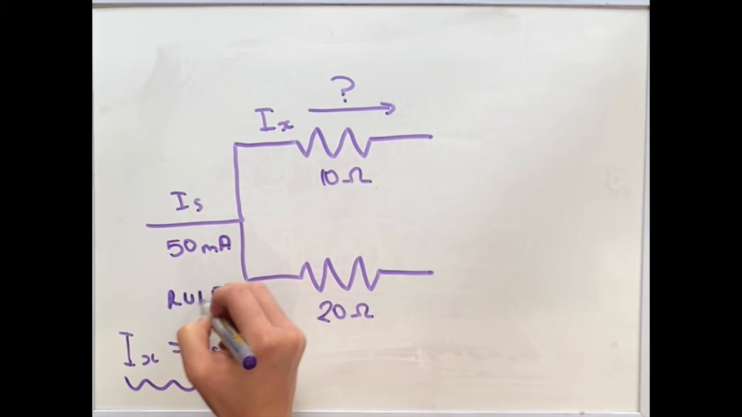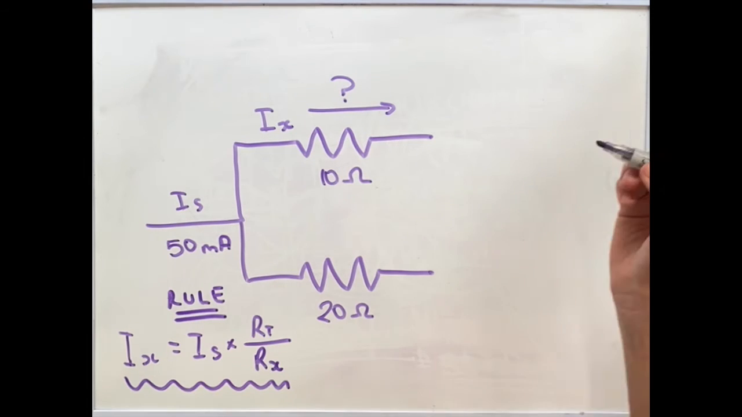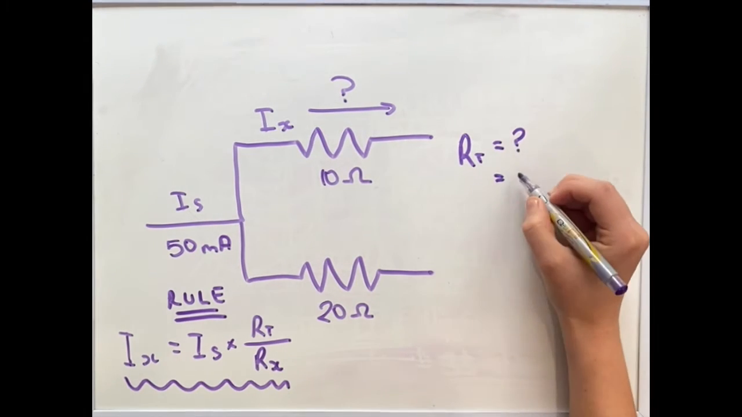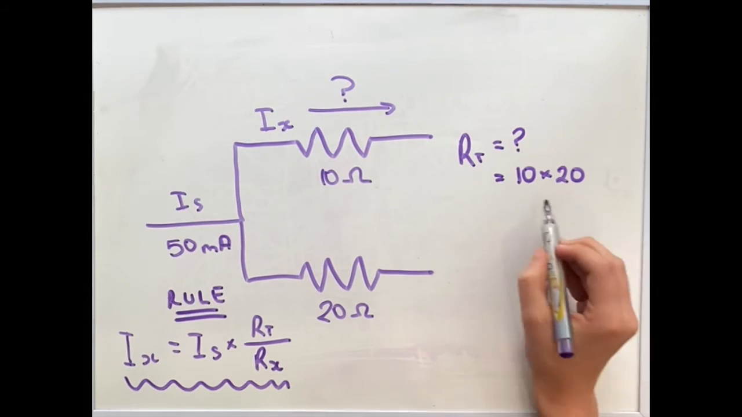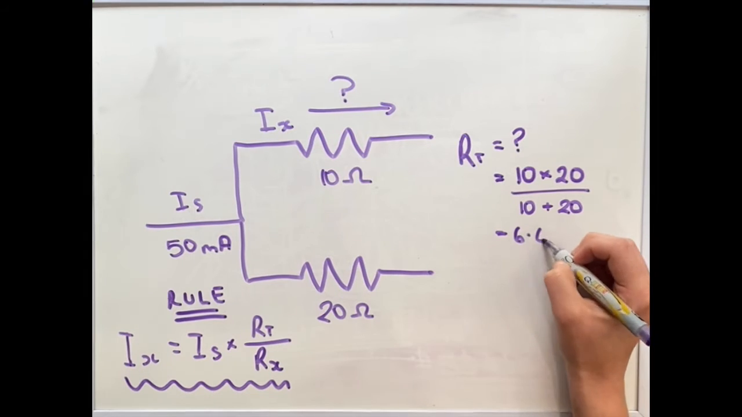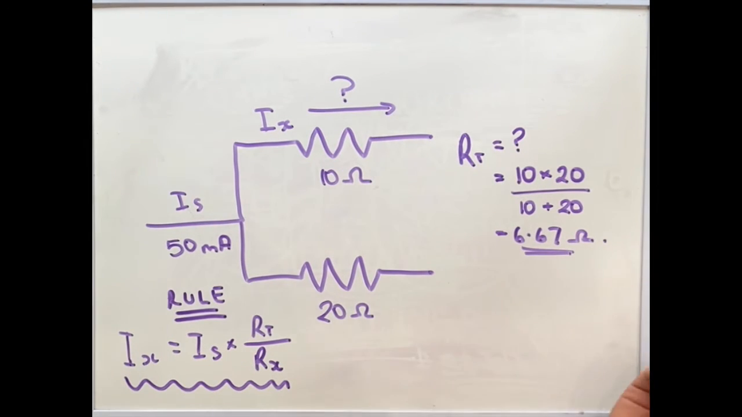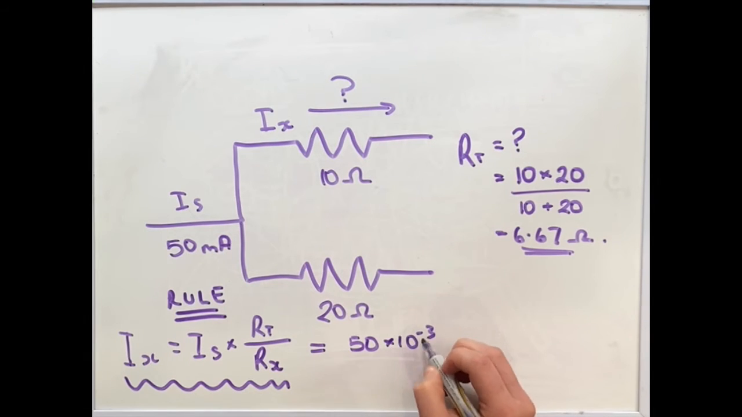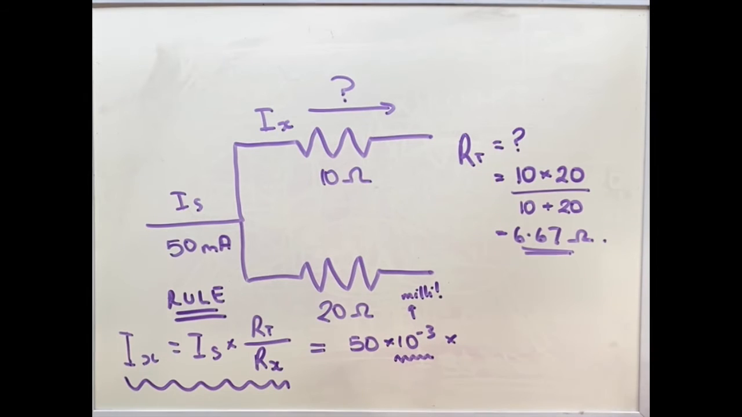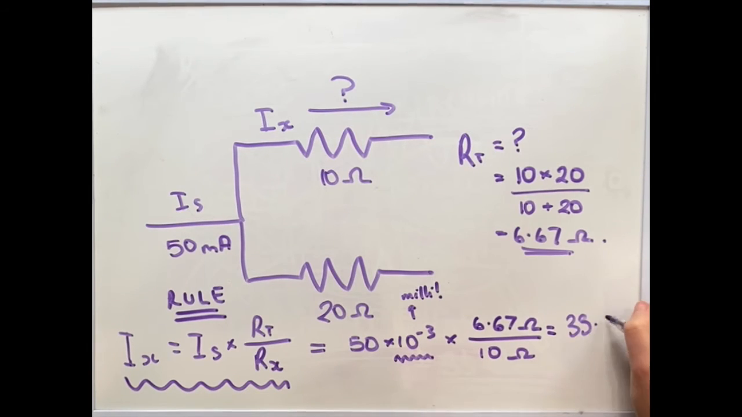We know here that the source current is 50 milliamps, and these branches have 10 and 20 ohms of resistance each. We can find the total resistance to be 10 times 20 all over 10 plus 20, which gives approximately 6.67 ohms. So now, plugging into the formula, or just looking at it realistically, we know that the current through this branch will be 50 milliamps, remembering your milli conversion, multiplied by 6.67 ohms over 10 ohms. And voila, we get 33.4 milliamps.